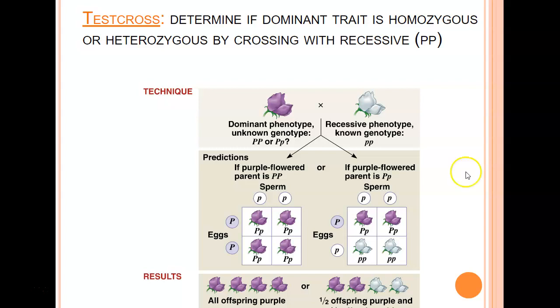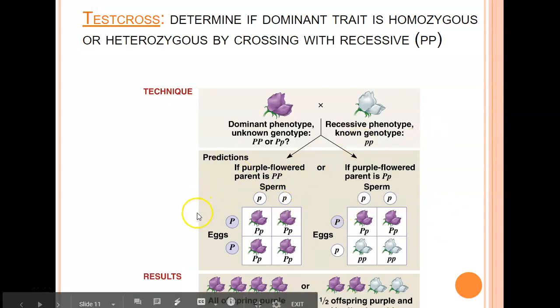So what you do in a TESTCROSS is you take your unknown and you cross it with the recessive phenotype. In this case, little p are white flowers, because you automatically know what that has to be. Anytime you see the recessive phenotype, you know that they had to have 2 little letters to get there. So there are predictions you can make.